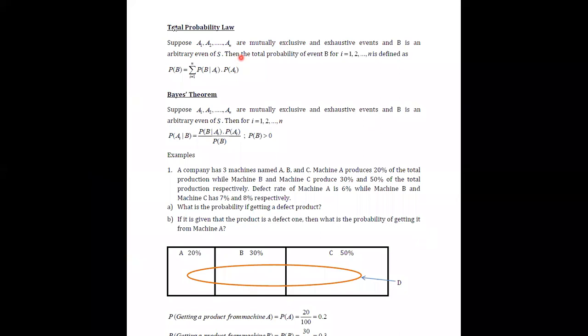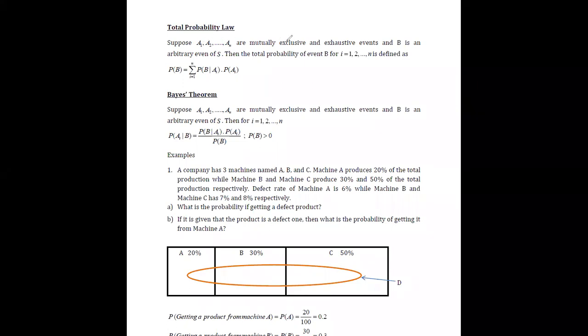This is called the total probability law. This is one of the important concepts used in probability. This is also based on conditional probability, mutually exclusive events and exhaustive events. All these concepts are used under this total probability law. Suppose that you have n number of mutually exclusive and exhaustive events. Here we are naming them as A1, A2 up to AN.